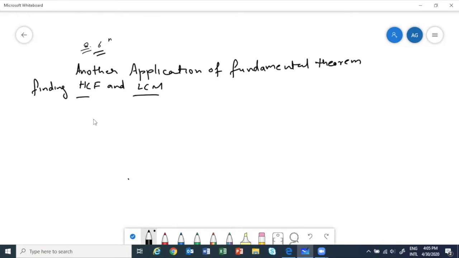Let me take one example and explain, then we will write. Suppose we have to find the LCM and HCF of 6 and 20. We are finding HCF and LCM, but we have to use the fundamental theorem of arithmetic.